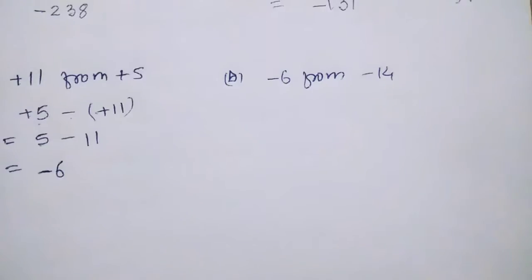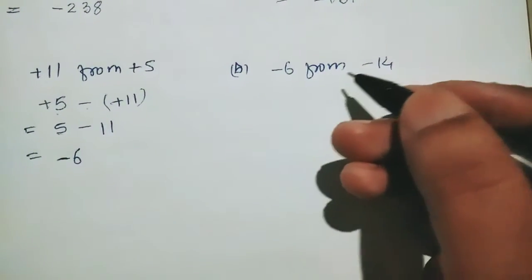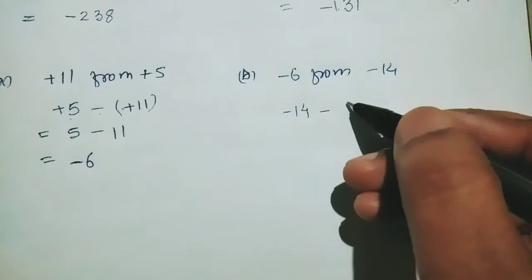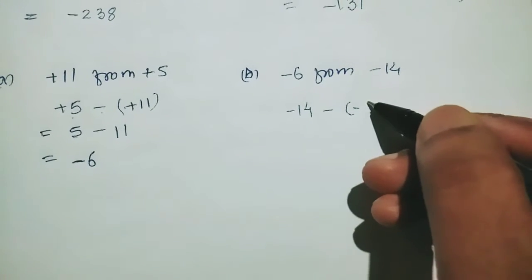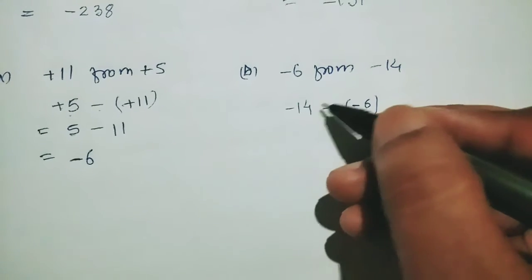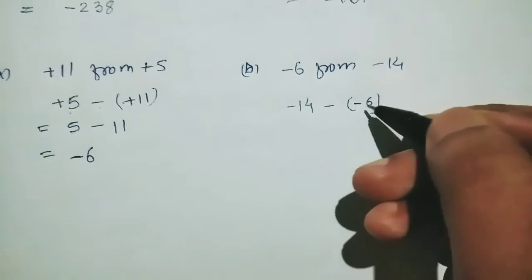Now next, B number, C number and D number are your homework. So here students, see minus 6 from minus 14. So you will write minus 14 first of all, then minus, then you will give here again bracket because minus sign is there. Whenever minus sign is there, give here bracket. So you have to subtract minus 14 minus minus 6.